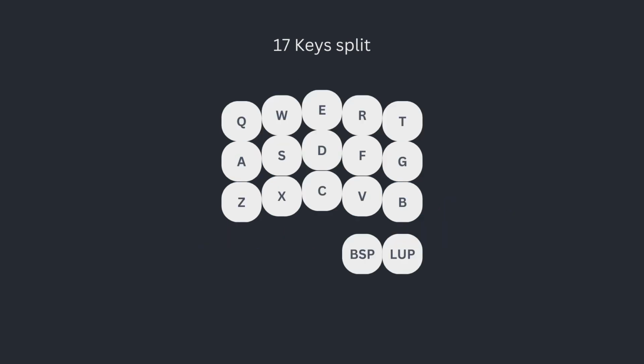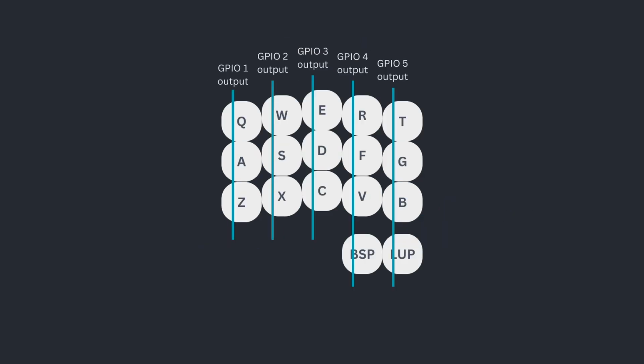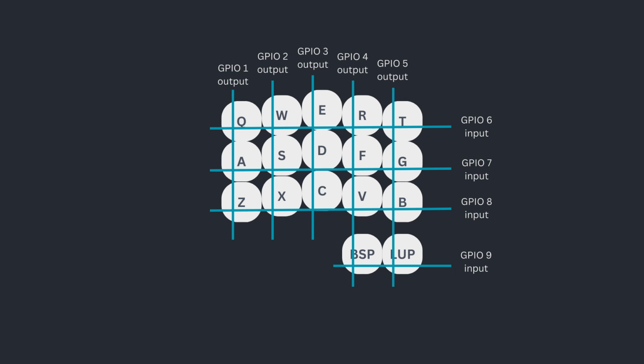If we apply this approach to our 17-key split design, we only need 9 GPIOs in total. Although this approach reduces the number of GPIOs, it introduces a new problem: key jamming.